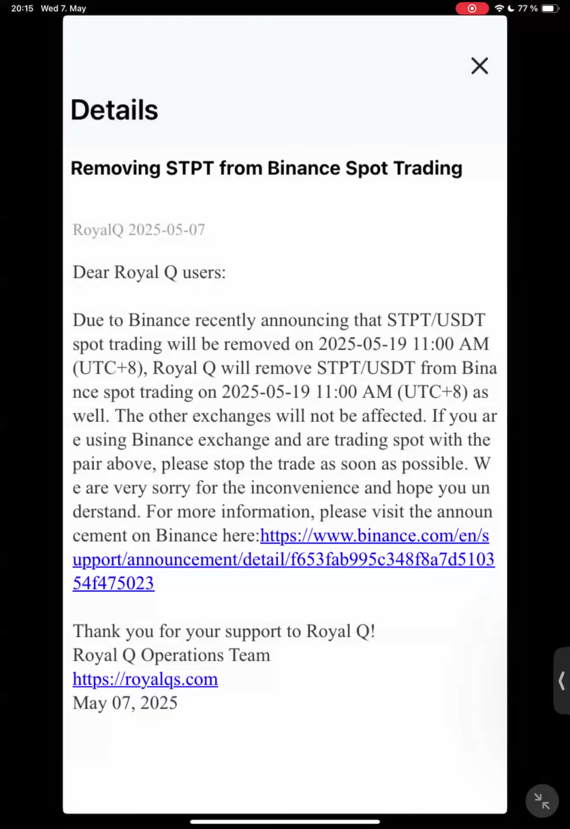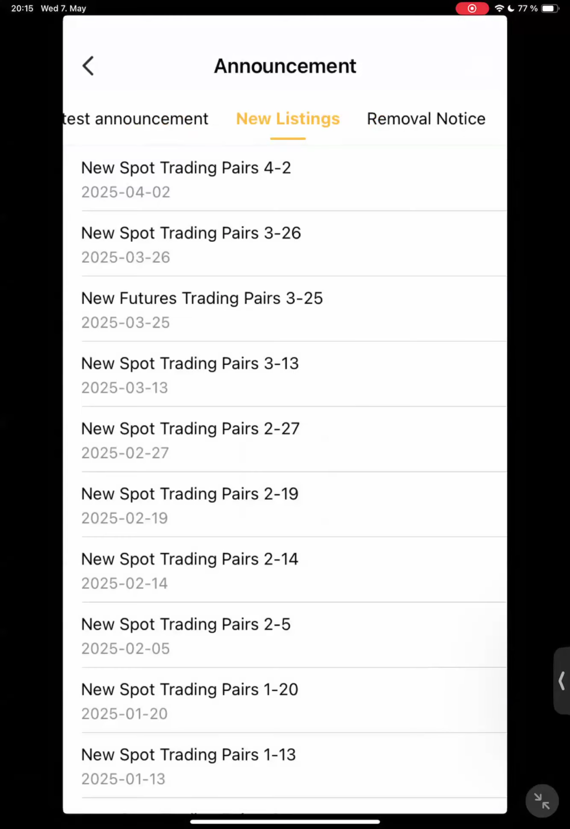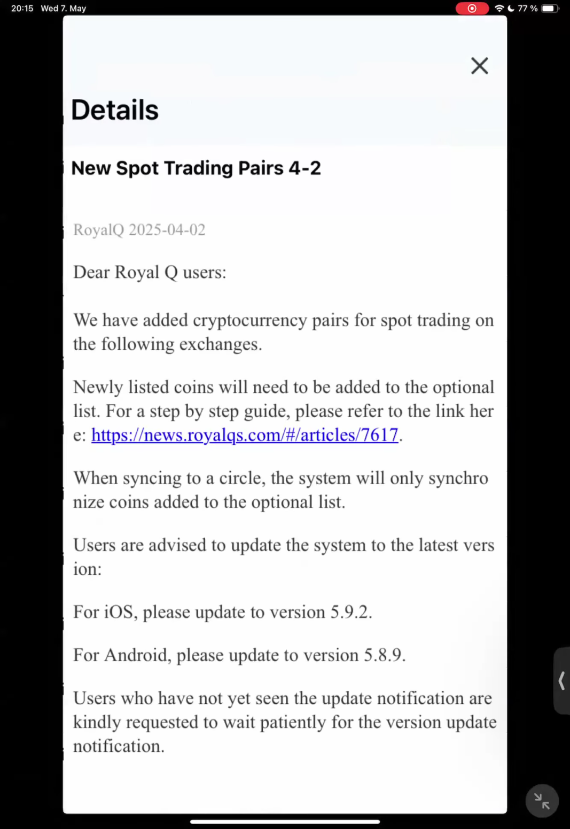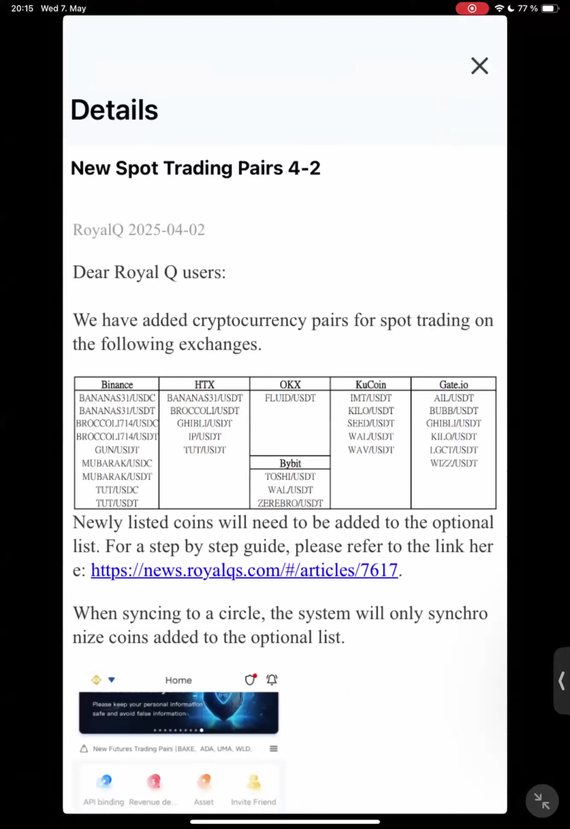Now let's move out of this place and go to new listings. So the new listings are the new trading pairs that RoyalQ adds. Because when we started using the RoyalQ app, we had the default coins. Those ones come with the RoyalQ app. But the new coins that started popping up, they always add them for us.